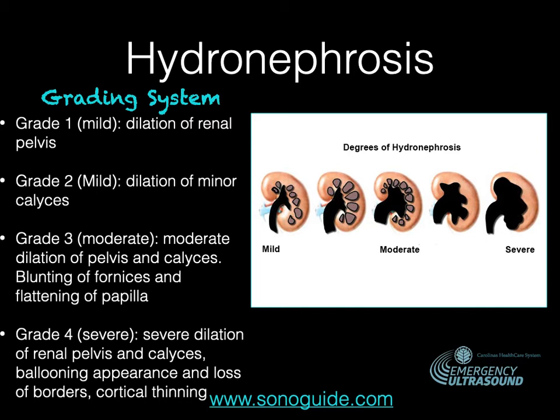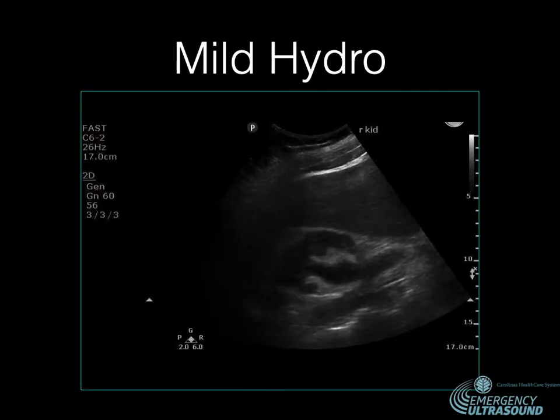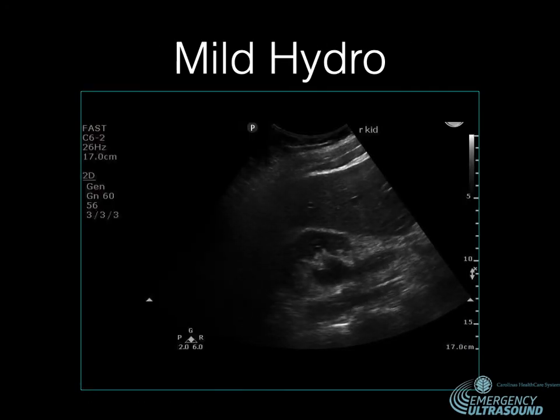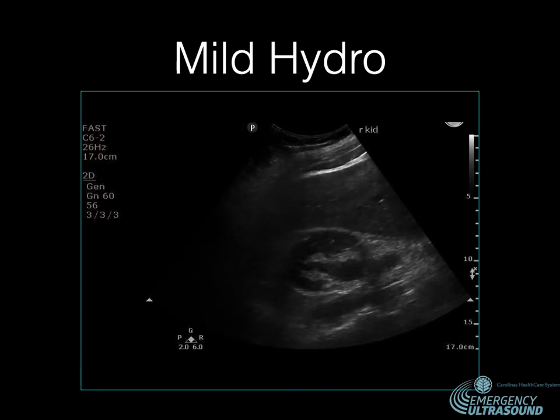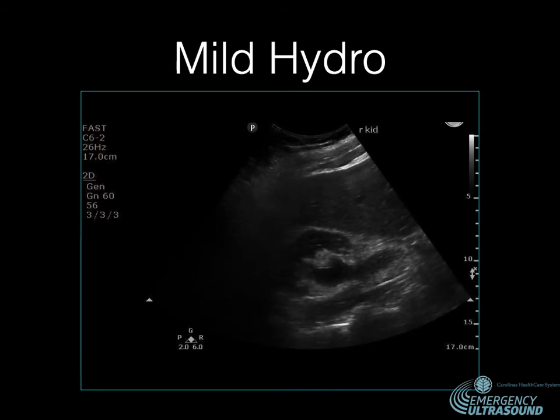This can lead to grade 4 or severe hydronephrosis. So here you'll see severe dilation of your renal pelvis and calyces. You'll have a ballooning appearance, loss of borders, and cortical thinning. This looks nothing like the kidney that you're used to seeing on an ultrasound. So bear with me and we'll walk you through a few cases. So here we're seeing a case of mild hydronephrosis. We're seeing that ballooning of the renal pelvis right here.